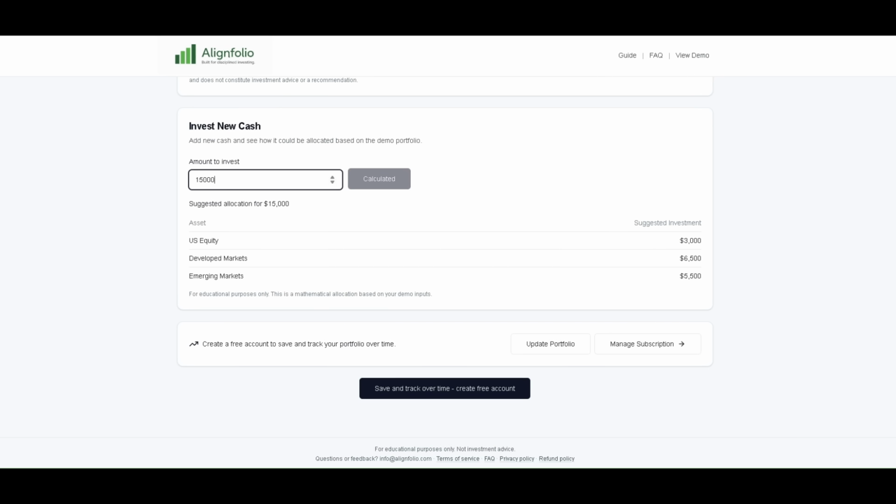This is just a simple way to visualize portfolio drift and portfolio allocation using Alignfolio. There's a free demo available if you want to try it with your own portfolio.